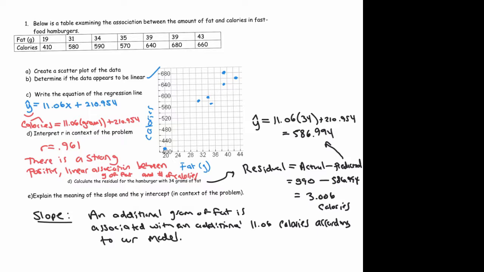So our model basically tells us that in general, when it comes to hamburgers, each additional gram of fat generally is associated with an additional 11.06 calories. Okay, so if you're going to buy a hamburger that has 1 more gram of fat than another one, you should expect, according to our model, that you're going to intake 11.06 more calories. Okay, that's all it's saying.